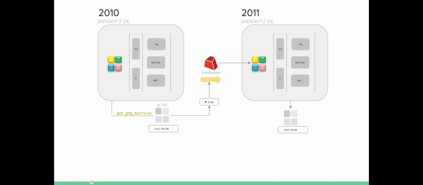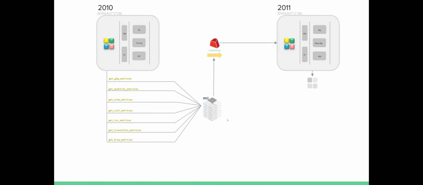Now, let's have a total view of all those functions. We can observe that there are greenhouse gas quantity, water requirement, cost, revenue, transition cost, and biodiversity requirement. All those functions will create an MRJ variable space.